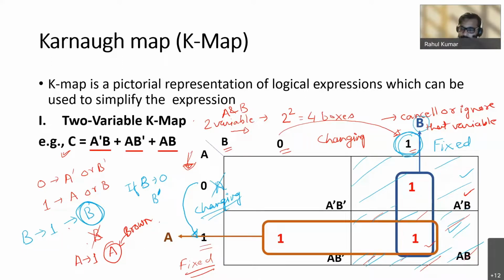And the final reduced expression of this Boolean function will be c is equal to a plus b. So I got a and b, right? So you simply add them together, a plus b. Okay.